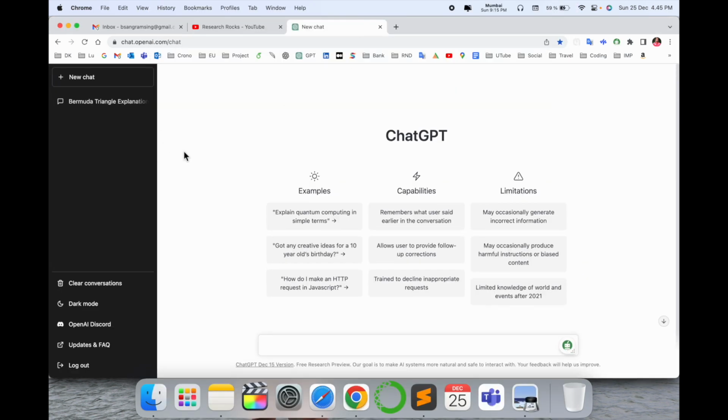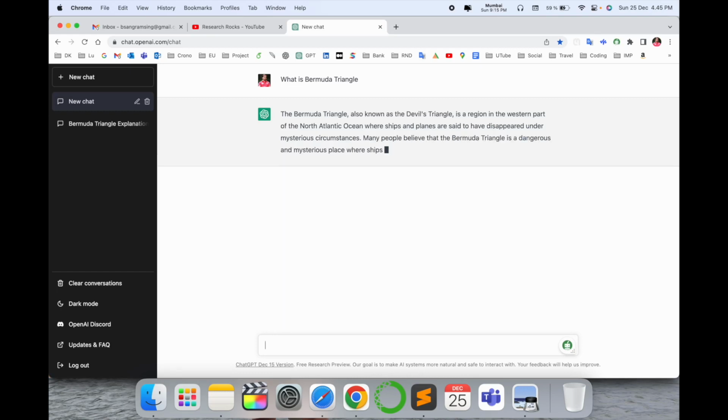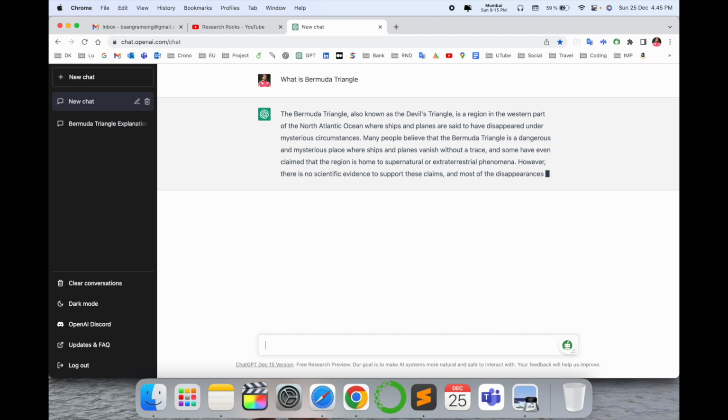ChatGPT was introduced by OpenAI. I have already made several videos, so I am already logged in here, and you just ask here, what is the Bermuda Triangle, and press enter. Look at this, the Bermuda Triangle related information comes here, and this specific information comes in one paragraph format. So you can read this paragraph very easily and deliver authentic content to your audience.